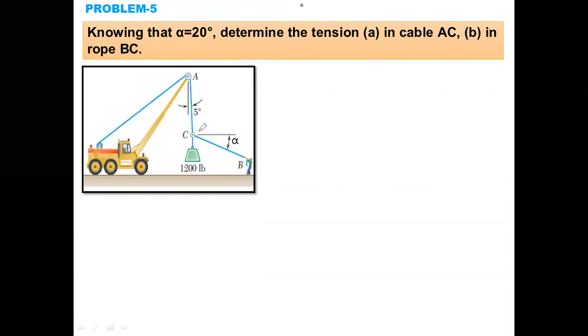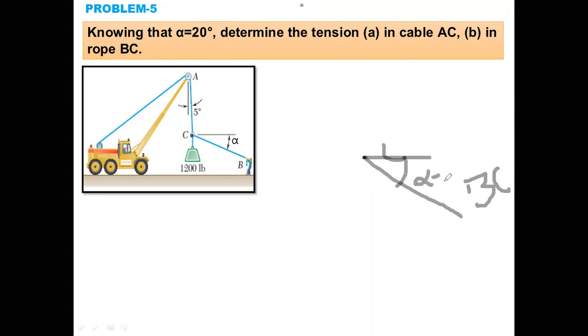So to calculate the tension in cable AC and BC, first I have to write the free body diagram. I'll take it as the C point. From the C point, this is the cable BC, which makes an angle alpha with respect to horizontal. The alpha value they have given is 20 degrees.